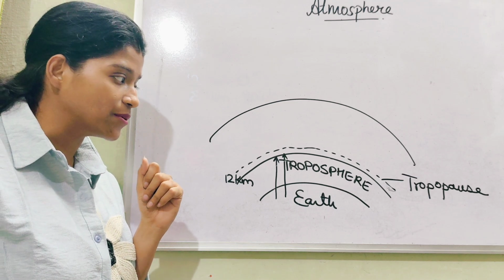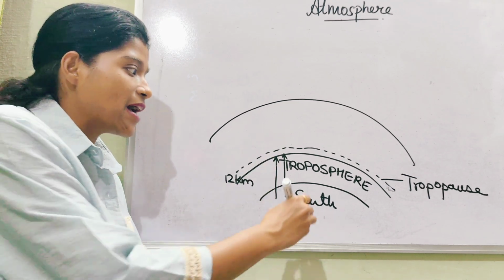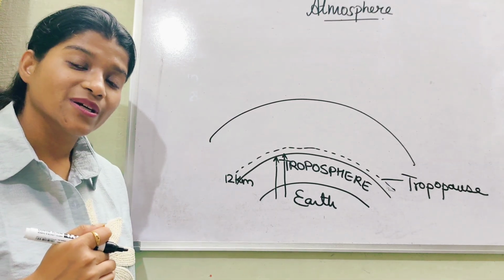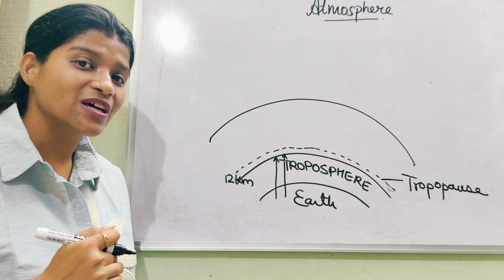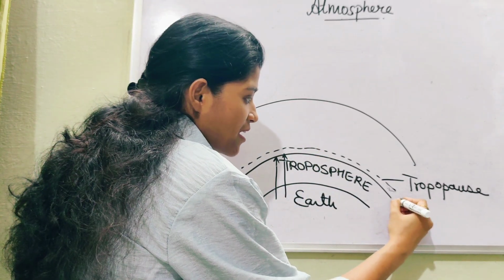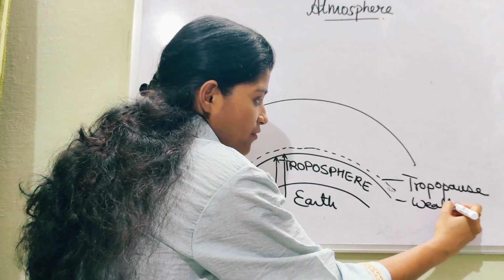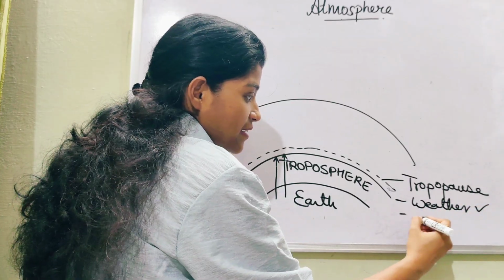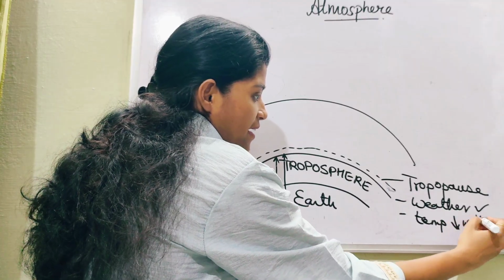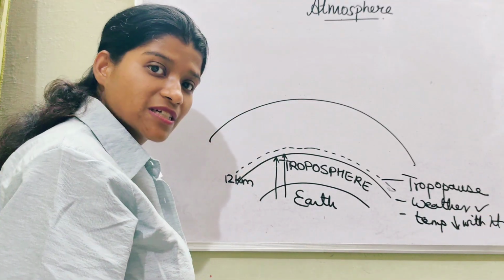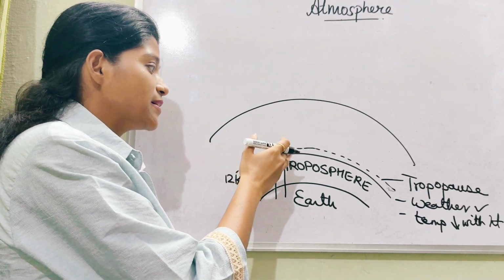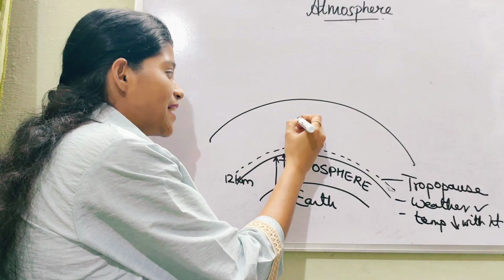And one more thing you have to know is that in troposphere, as you move up and up, temperature decreases with altitude. This you have to know. So here I am writing it down. All the different types of weather phenomena happen, and here temperature decreases with height. Remember this. Now the next important thing here is stratosphere.